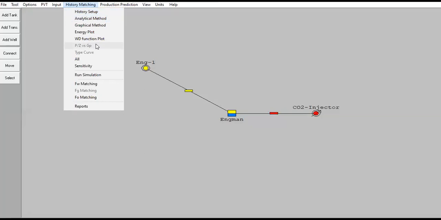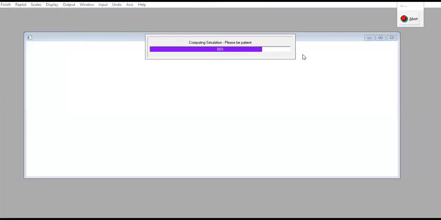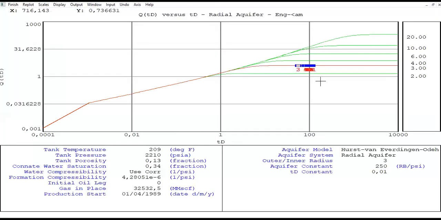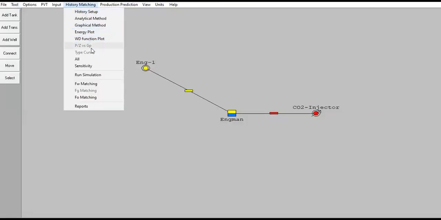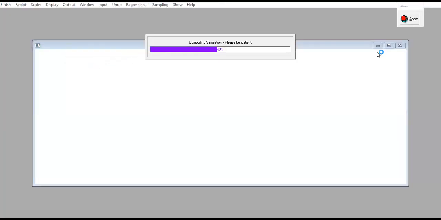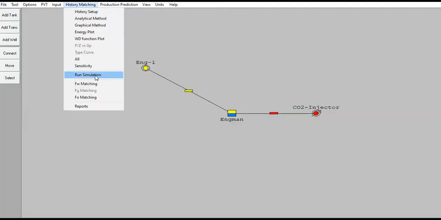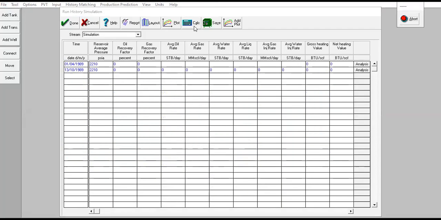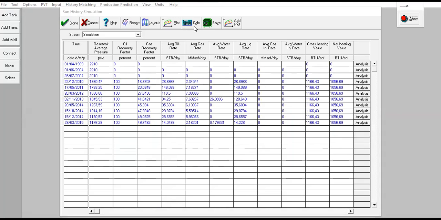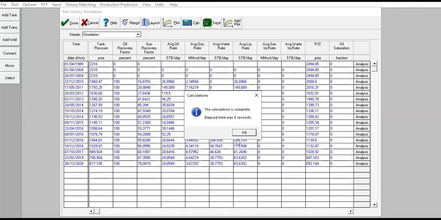Okay, next is the WD function plot. All right, quite good as well. Run simulation if you want to show all. Right, it's good for reporting if you want. Finish. Now it's also very important: run simulation. Hopefully the result is good. Click OK.